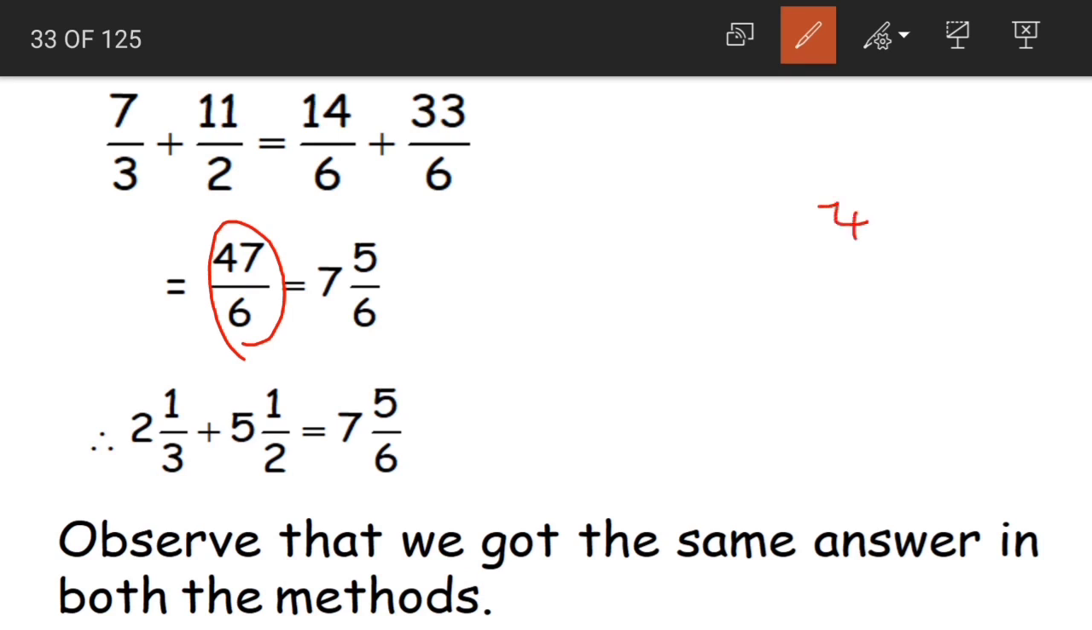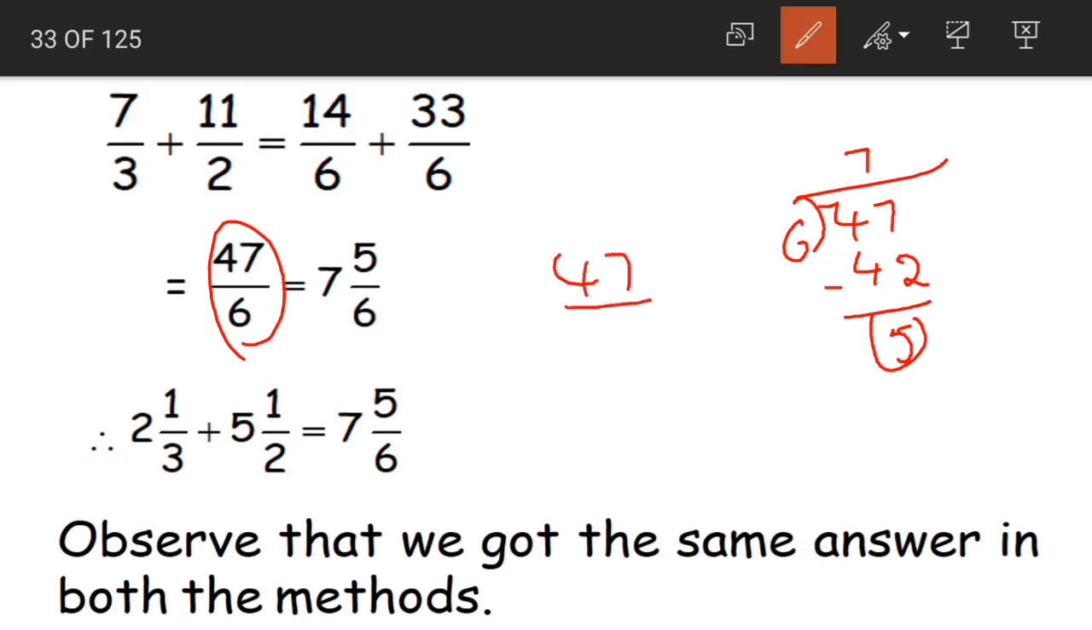We need to represent it in terms of a mixed fraction. 47 by 6, right? So divide 47 by 6. We have 6 7s are 42. When we subtract, 5 will be remaining. Now how to represent it in terms of a mixed fraction? What did we have first? We had 47 by 6. So write the denominator as it is, 6.